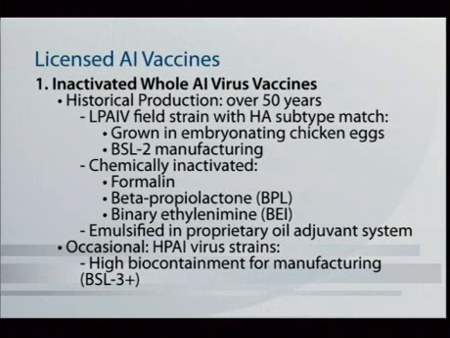These viruses are grown in embryonated chicken eggs in a biosafety level 2 manufacturing facility, and then they're chemically inactivated by one of three chemical inactivants: formalin, beta-propiolactone, or binary ethyleneimine. Following inactivation, they're then emulsified in a proprietary oil adjuvant system, and then the product is licensed and used. Occasionally, highly pathogenic avian influenza virus strains have been used for vaccines, but for their use, the manufacturing must be done under high biocontainment in BSL 3+ facilities.